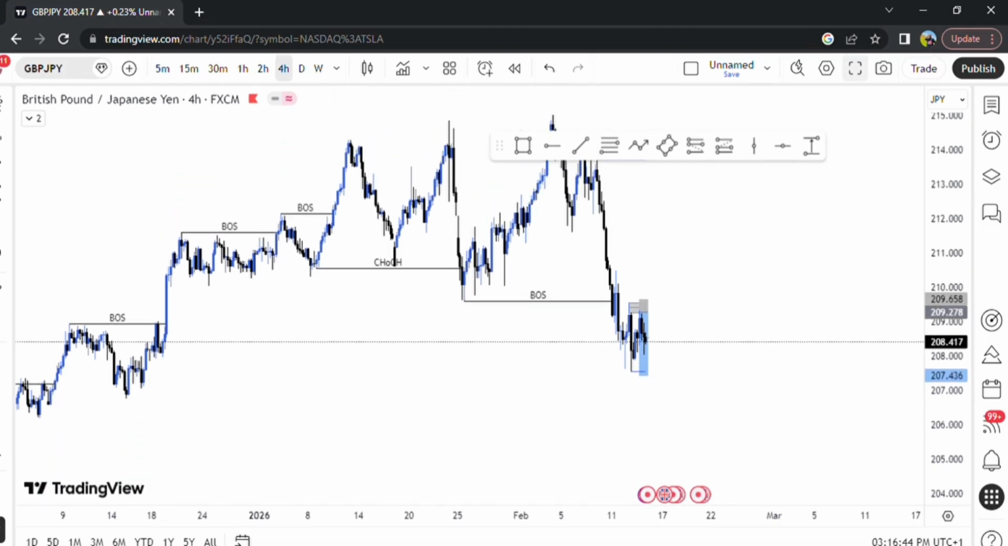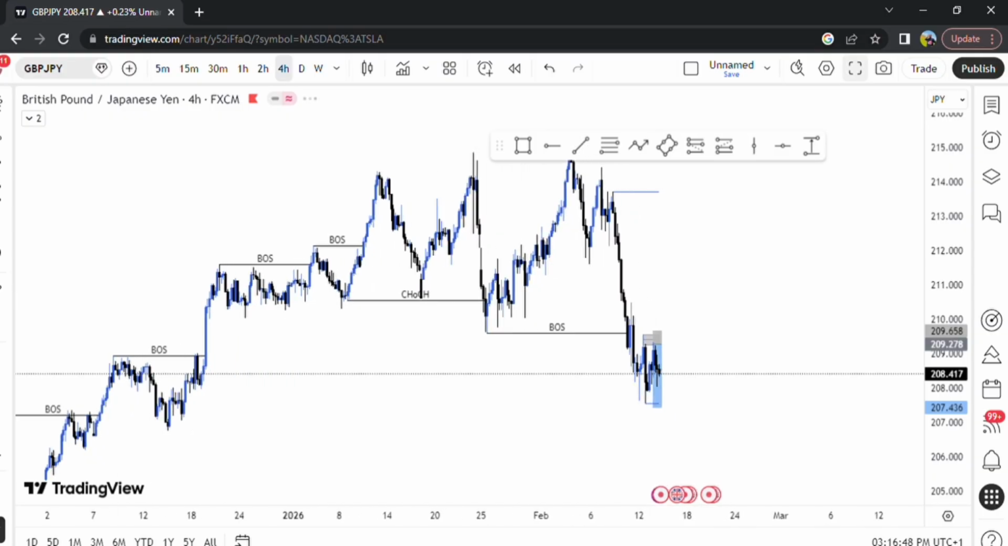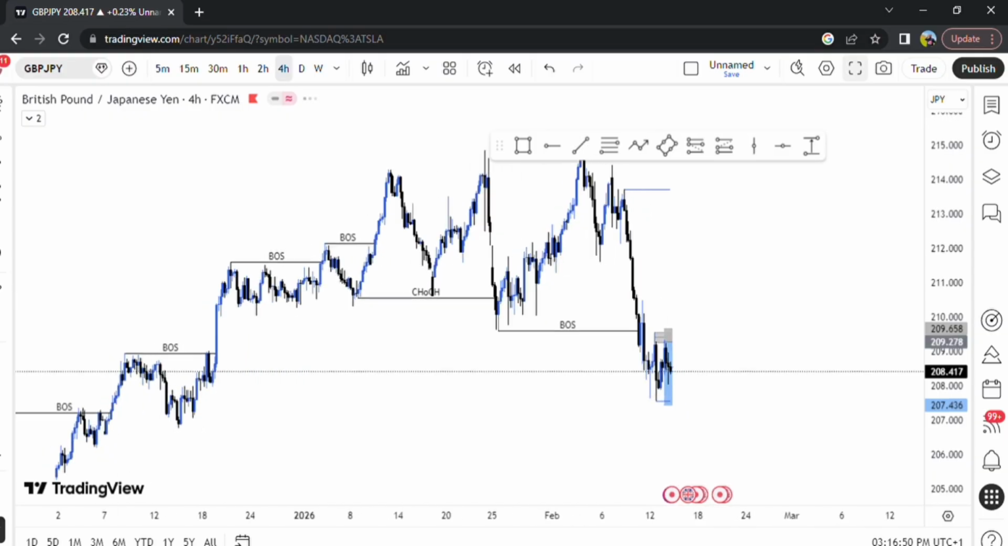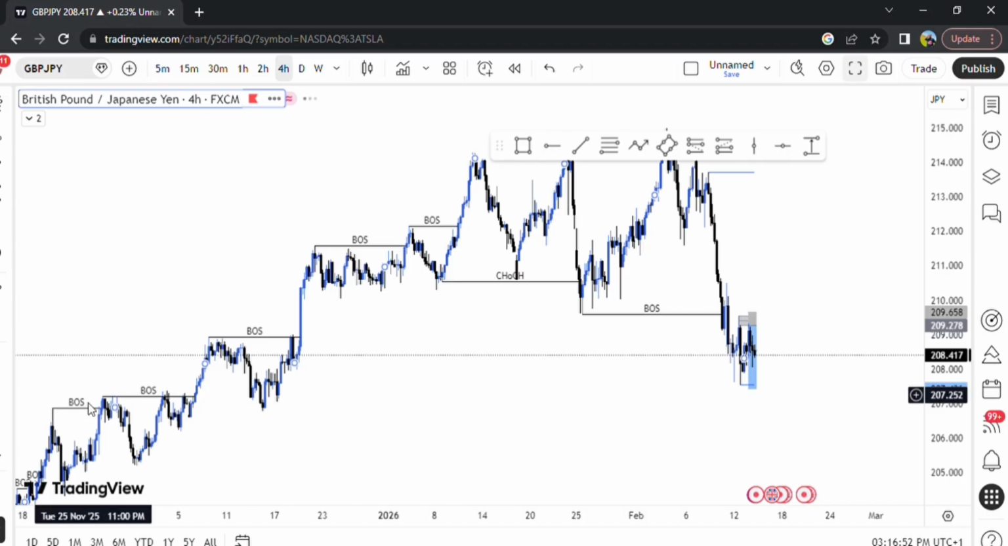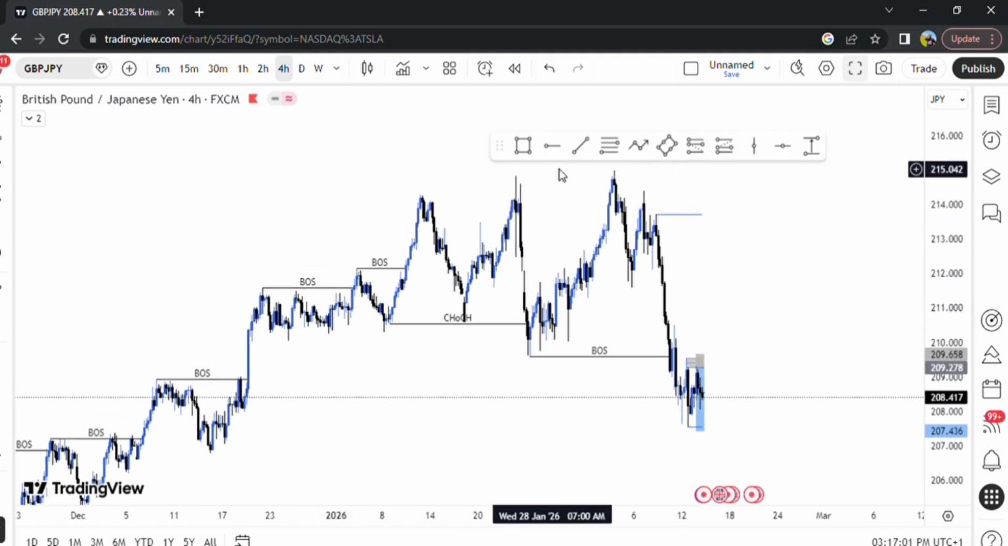Now, looking at it from the 4-hour time frame, you can see how clear everything is. You don't need any noise. From here, you can see break of structure to the upside, break of structure to the upside, again and again, five in a row. Now, this is our double bottom, our double top, or you can see it as a liquidity sweep.